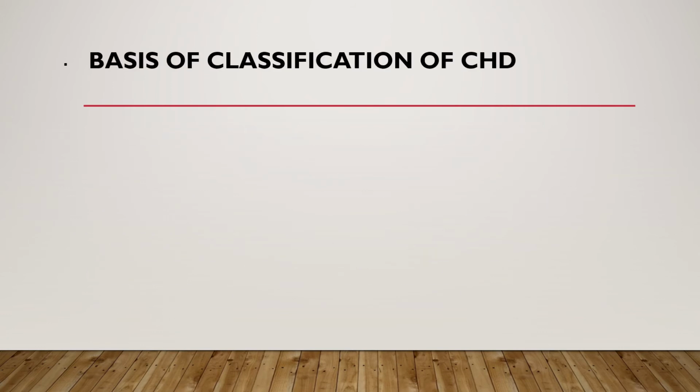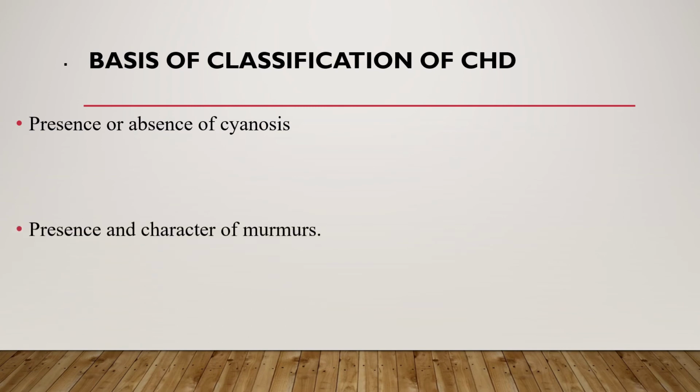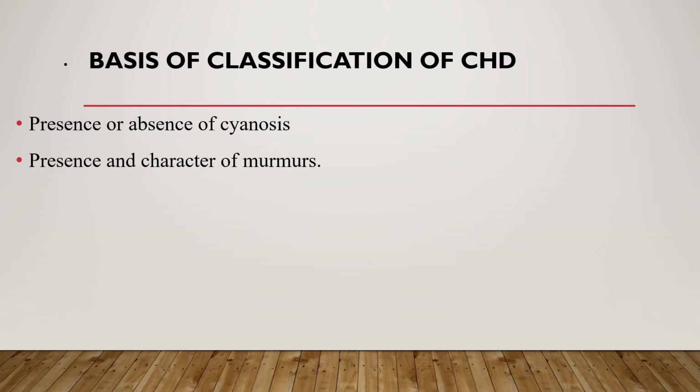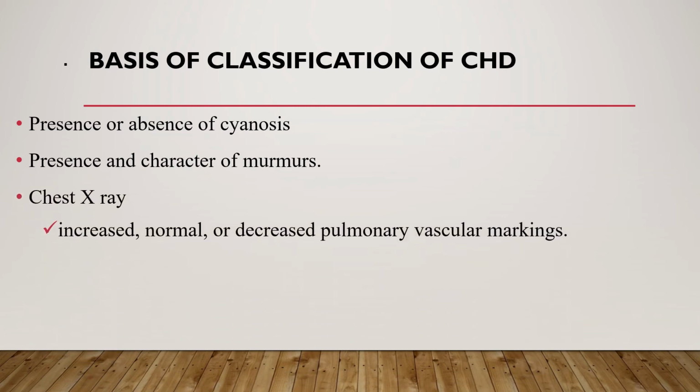When we see the basis of classification of congenital heart disease, we can classify congenital heart disease by the presence or absence of cyanosis, by the presence and the character of murmur, and also based on chest X-ray finding. Some congenital heart disease present with increased pulmonary vascular marking, whereas some present with normal pulmonary vascular marking, and others might have decreased pulmonary vascular marking on chest X-ray. So this helps us in the classification of congenital heart disease.